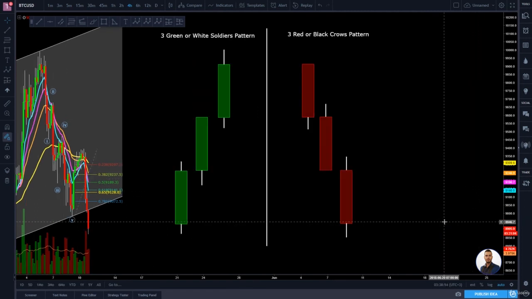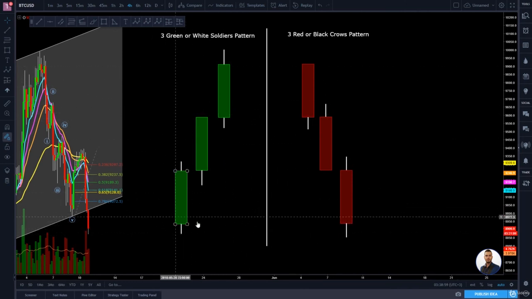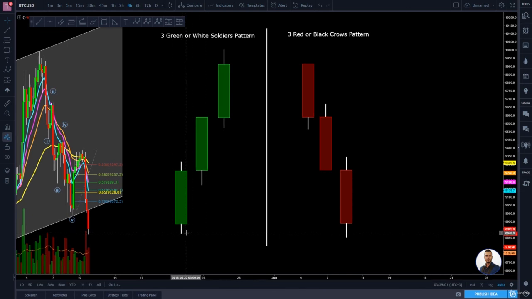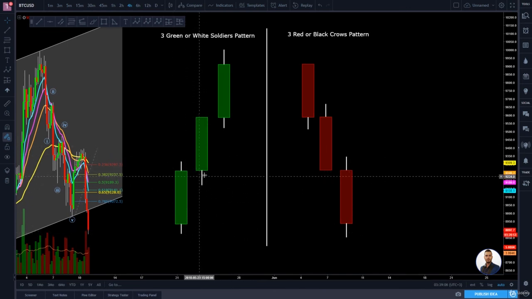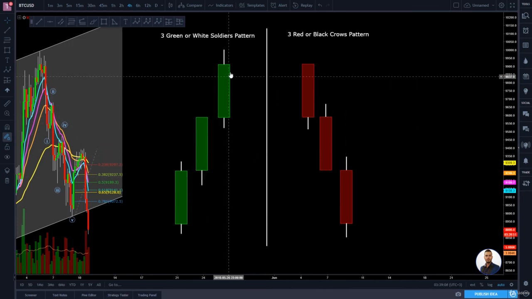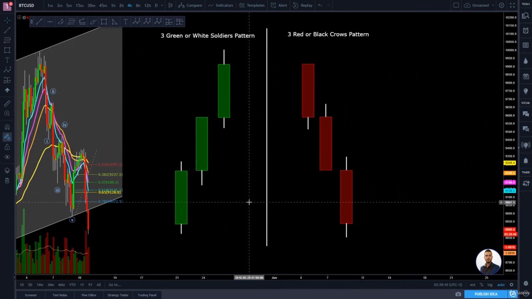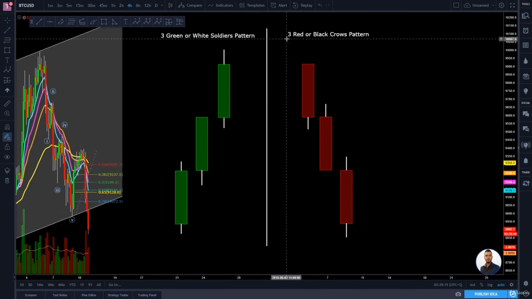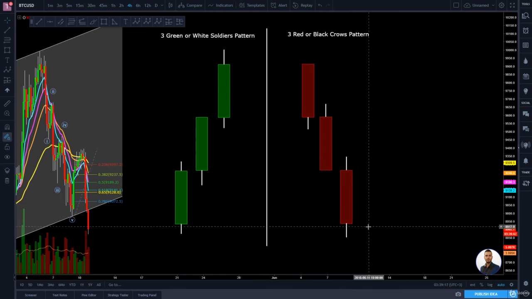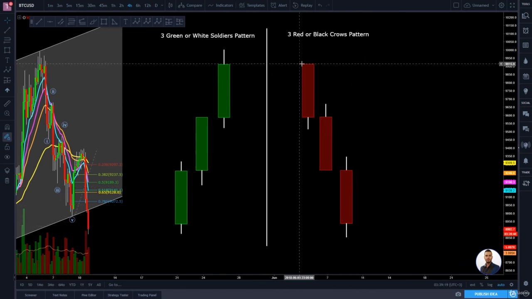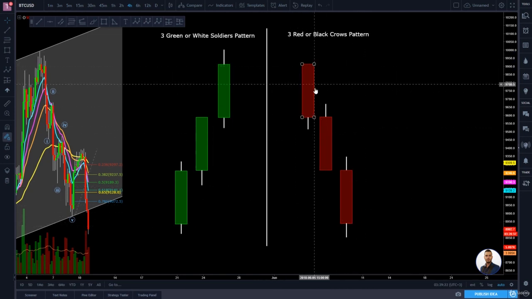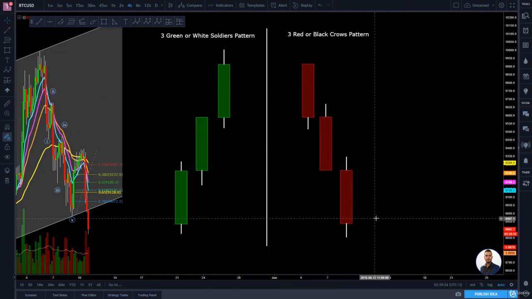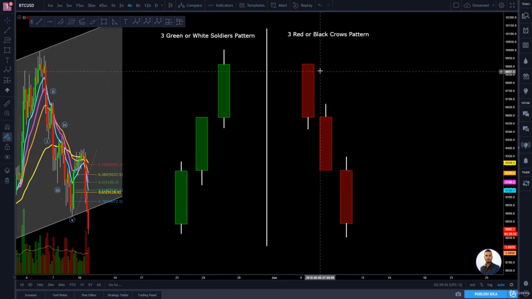Three white or green soldiers is a 3-candle bullish pattern that implies a reversal at the bottom of the bearish trend. These candles should all be strong, bullish, with small wicks and close near the top. These high closes imply a strong reversal from bearish to bullish market sentiment. Three black or red crows is the opposite of three white soldiers and it signals the reversal away from the bullish control at the top of an uptrend. It consists of 3 consecutive bearish candles.